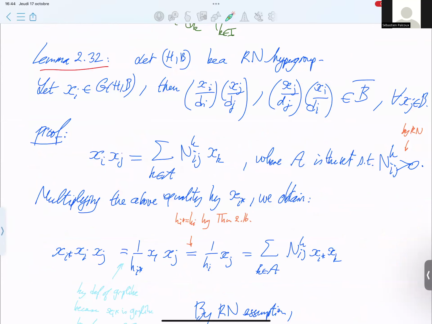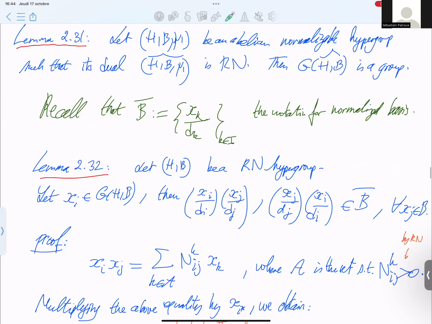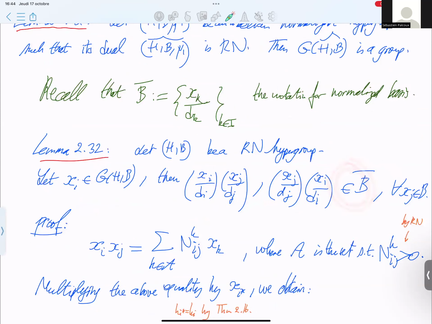You take an element, a group-like element, and this lemma is stating that the product of 2 normalized group-like elements is a normalized group-like element.